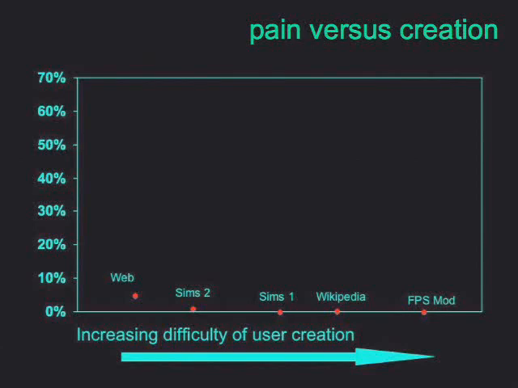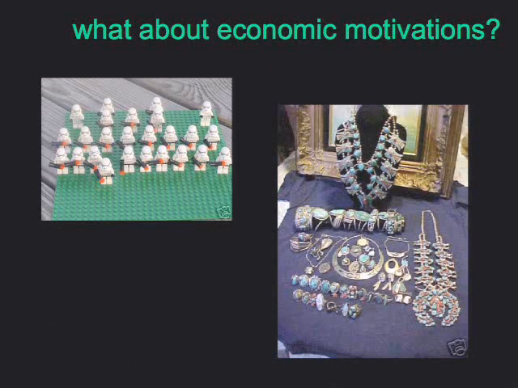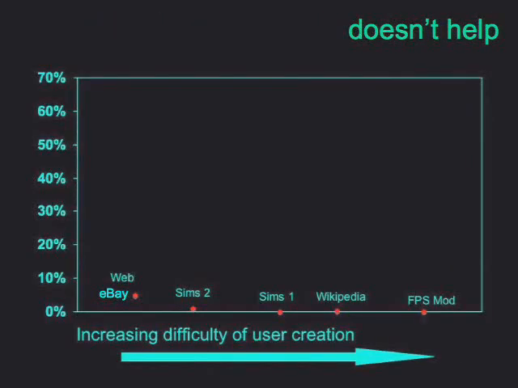FPS mod community, so first-person shooters are games that are designed to allow people to modify them. And there are maybe 1,000 modders out of the 50 million people who play them. So that's kind of not so good for user creation. And so you think, well, okay, what if there's economic motivation, right? If people can sell collections of Lego Star Wars dudes on eBay or their handmade jewelry, clearly that will help. And, well, no, it doesn't. In fact, eBay sits right at this 4% number in terms of the number of people who are sellers on eBay versus the number of members that eBay has. And, of course, let's not even talk about, say, Linux, where you've got millions and millions of people using it and a few people who contribute to it.